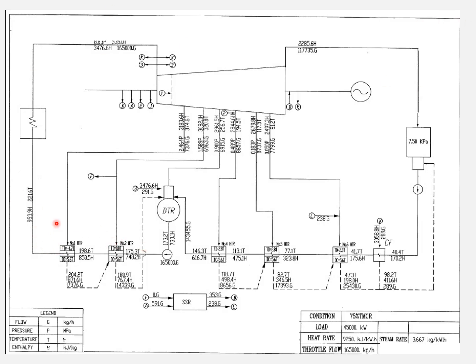Number 1 has the highest temperature and enthalpy, indicating this position is close to the boiler. HTR number 6 is the lowest, showing it is earlier in the heating sequence. Steam extraction source: HTR number 1 receives steam from the high pressure turbine stage.